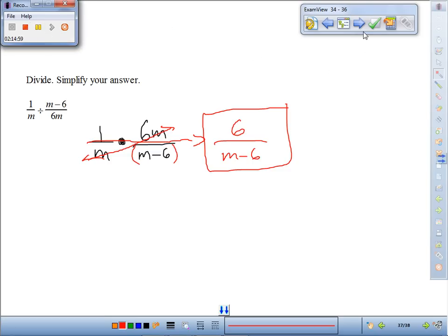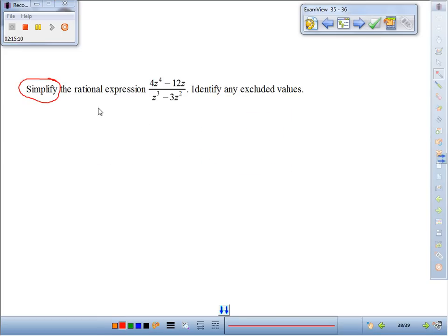Number 35, here we go. Focus, please. Simplify the rational. So step 1, we're going to simplify. But they also want us to identify our excluded value. So first, I'm going to find my excluded value. So I'm going to write EV.